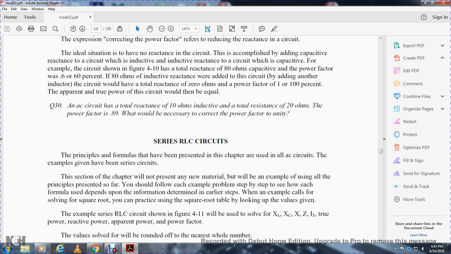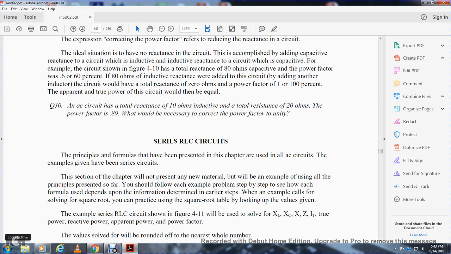Series RLC, resistor inductor capacitor, circuits. The principles and formulas have been presented in the chapter for use in all circuits, with examples given in the series circuit. This section of the chapter will not present any new material, but will be an example using all the principles presented so far. You should follow each step of the example problem to see how each formula depends upon the information determined in the earlier steps.